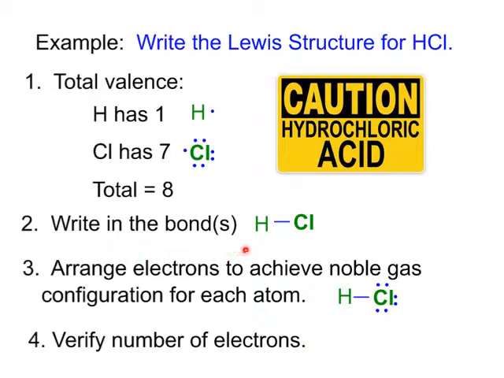We're going to write in the bonds right here, a bond between the hydrogen and the chlorine. We're going to arrange the electrons in order to achieve noble gas configuration. Here we're going to write in the electrons for chlorine, and we don't have any more, and we're going to verify the total number. Chlorine is going to achieve noble gas configuration. Here we have 2, 4, 6, 8. Hydrogen achieves its noble gas configuration, 2. And the total number of electrons in this Lewis structure are 2, 4, 6, and 8, which is equal to our total valence electrons that we needed to have.